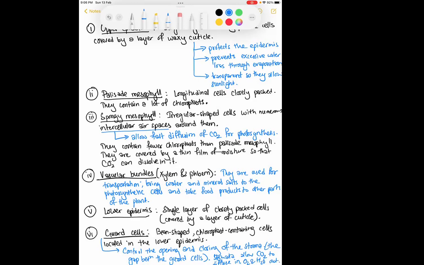Is it even visible? Not the last part, the last line isn't really visible. Okay, no problem. I'll rewrite it. But how much can you see? Do you see the control of the opening and closing of the stoma, the gap between the guard cells? Okay, great. I just wrote that stomata allow carbon dioxide to diffuse in and oxygen and water vapor to diffuse out.